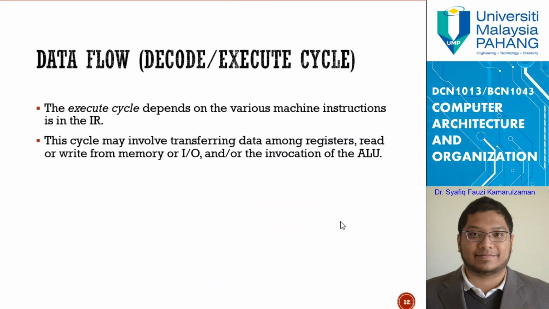So we have the decode and execute cycle. Decode and execute basically depends on the various machine instructions in the instruction register. If it involves processing with the ALU or getting something from the IO, there is a lot of processing involved. If it involves the ALU, it just puts the data inside the ALU, processes the data, and saves the data again inside the register. So it's the direct instruction process.